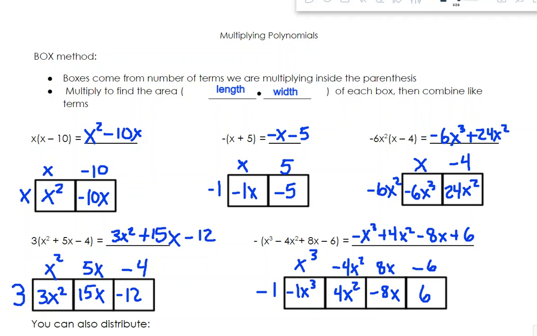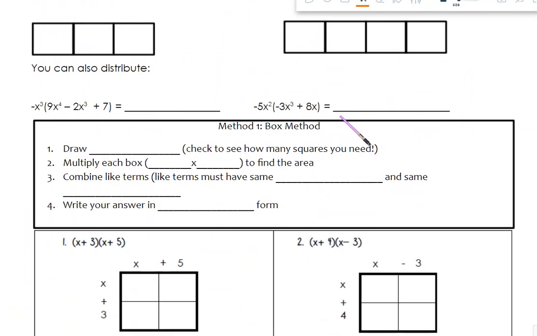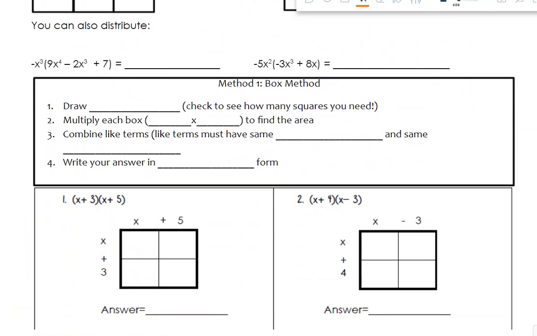There's another way we can do these, and the other way is we can distribute. Distributing is just like how we distribute anything else. That term on the outside, we're going to multiply to everything on the inside. So negative x to the third power really means negative 1 in front. So negative 1 times 9 would be negative 9.